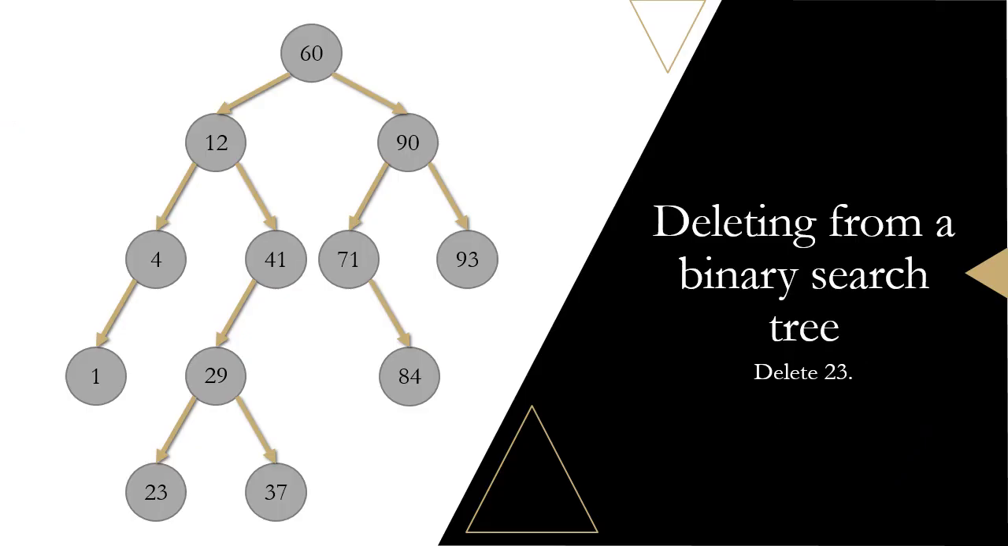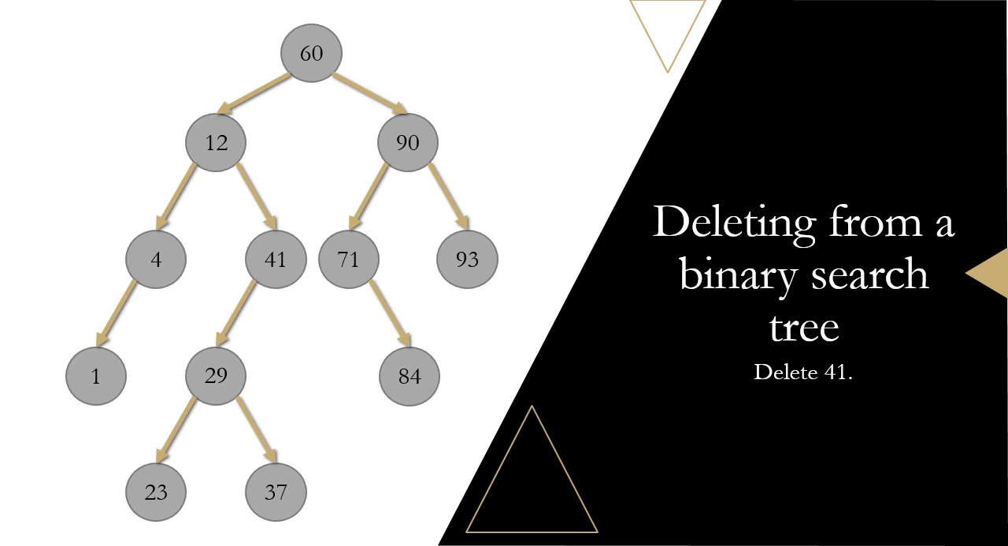Let us delete 23 from this BST. First we use the search function to locate 23 and we find it here. Then we realize that 23 is a leaf. So this is very easily done. We go to the parent of the victim, which is 29. The left pointer of 29 points to 23 and we will set this to None. And 23 is deleted. So deleting a leaf is very easy.